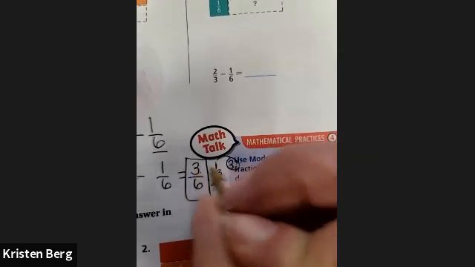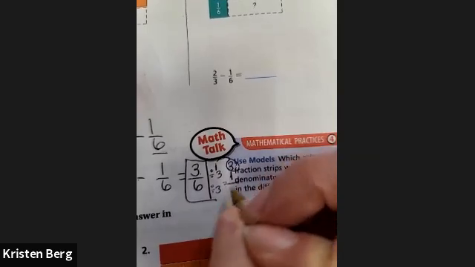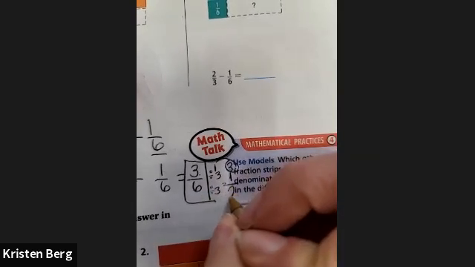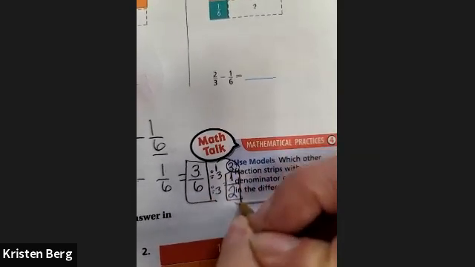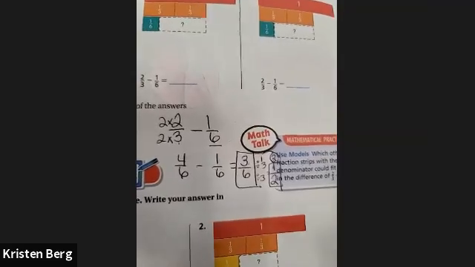reduced fraction. How many 3's go into 3? That would be 1. How many 3's go into 6? It is 2. So it's actually a half. So your answer is a half.